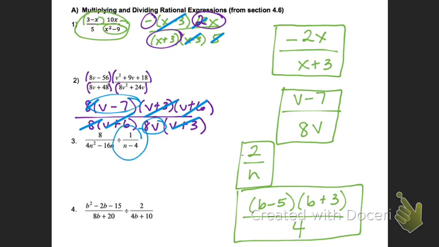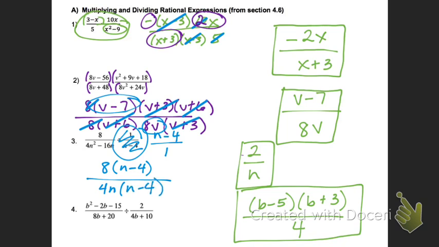When I'm dividing, what do I do with the second fraction? When I'm dividing, you flip it. So it would be times n minus 4 over 1. Then you got it wrong. So it would be 8 times n minus 4 over, I can pull out a 4n, and then I'm left with n minus 4.